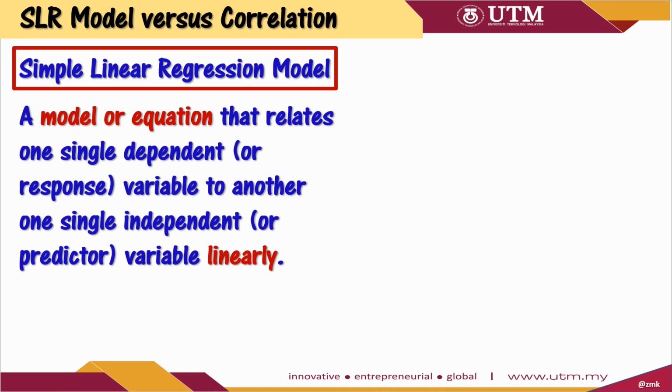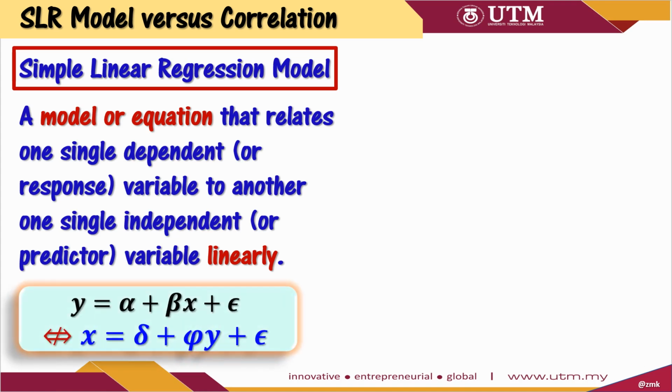In simple linear regression analysis, instead of having y as a function of x, you can also have x as a function of y, if x is the dependent variable, whereas y is the independent variable. However, please note that a regression equation of y on x is not the same as the regression equation of x on y. Therefore, you need to be very clear which variable is independent and which variable is dependent.